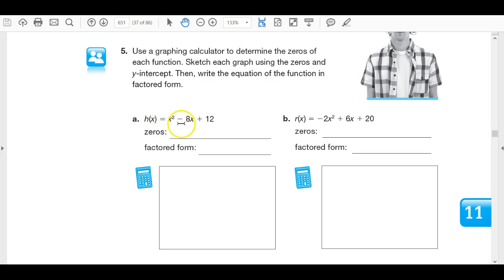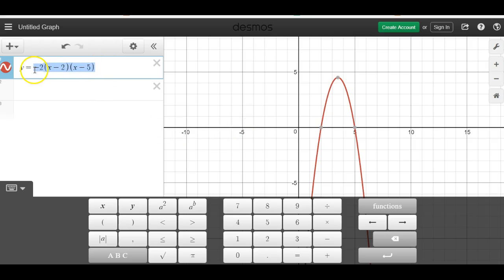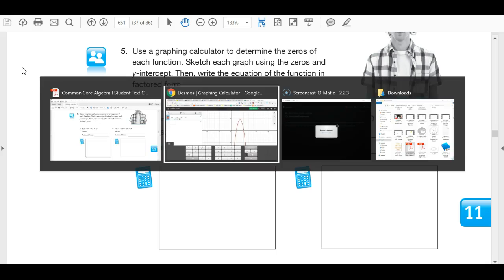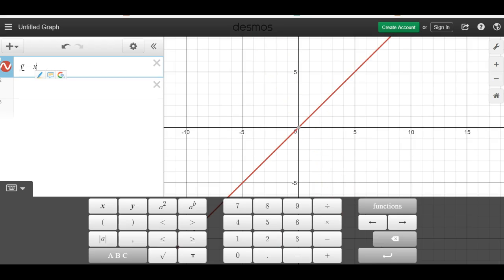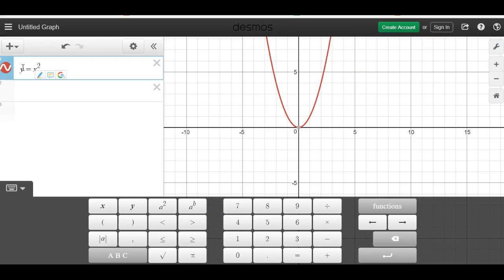It says h of x equals x squared minus 8x plus 12. So I'm just going to put that in here. So I'm going to go, what was it? x squared minus 8x plus 12. So we're going to go like this. x squared minus 8x plus 12.